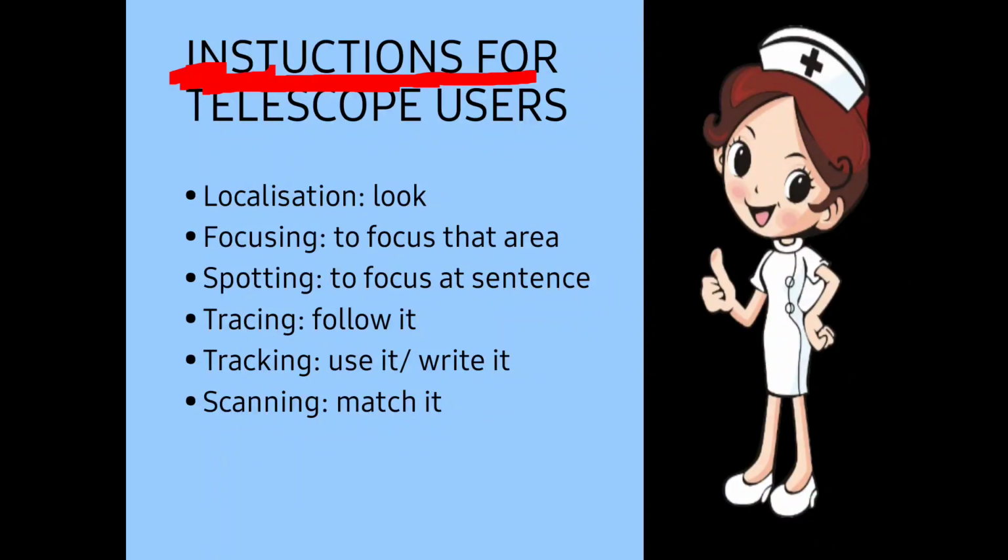Tracking means use it. This is for those persons who are looking at the distance and have to write it. For example, a person has to look at the blackboard and then write it. So he or she will follow it, and then in case of tracking will write it. And the next one is scanning. They will match it, whether this one or that one is the same or not. So these are the instructions for the telescope users.